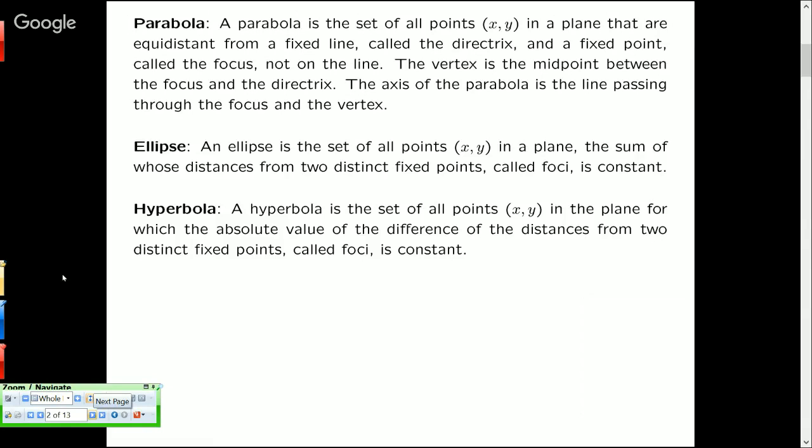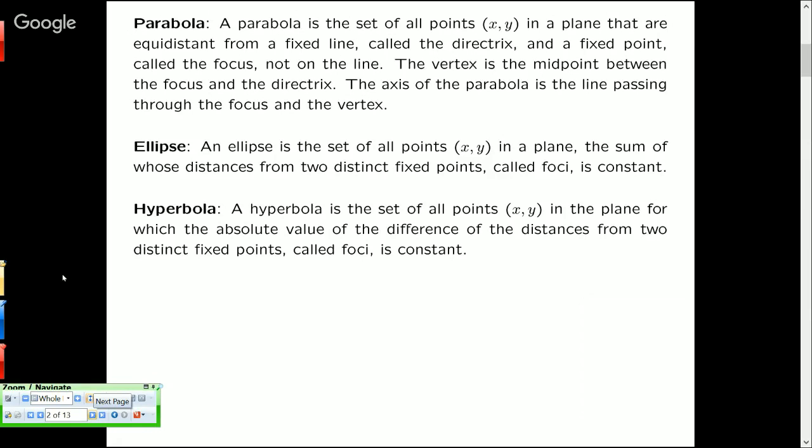10.2 is talking about parabolas, 10.3 is talking about ellipses, 10.4 is talking about hyperbolas. So we need the definition for each of them. We're combining them all together. They're really simple, and we're just going to do some basic graphing for these. It's not hard.